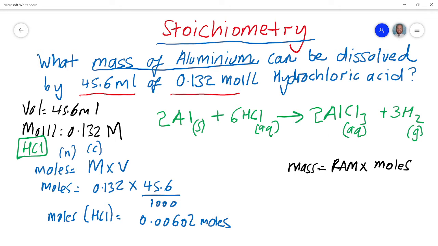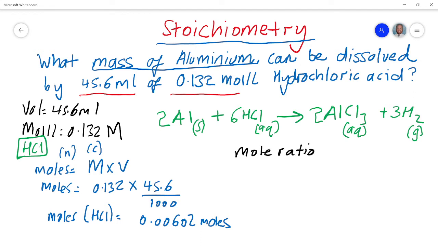So we know that in order to get the mass, we need the relative atomic mass of aluminium, which is 27. You can look at that information on the periodic table. And we need to get the number of moles. This is our prime target, because once we get the number of moles, we can multiply it by 27 to get the mass. This is just to give you a heads up, so you know where you're heading. So let's look at a concept called mole ratio.